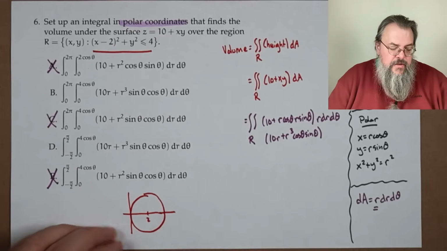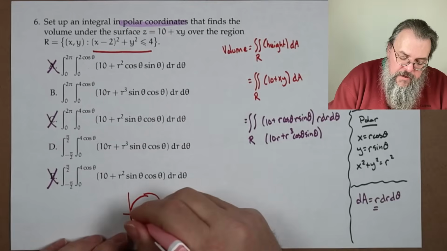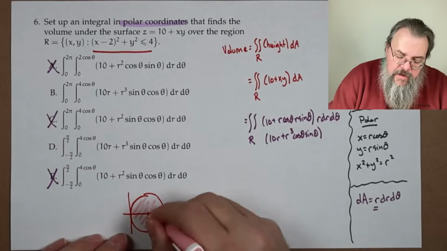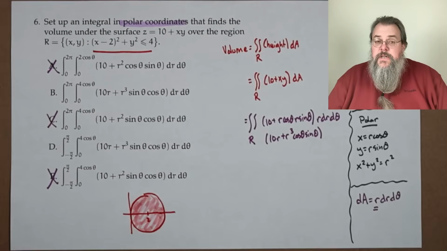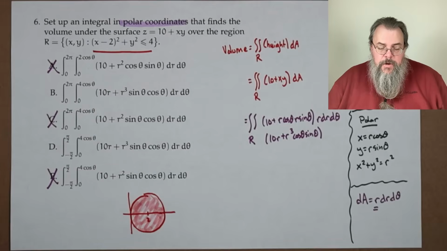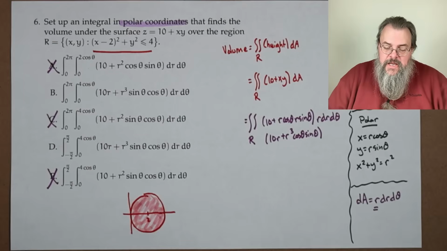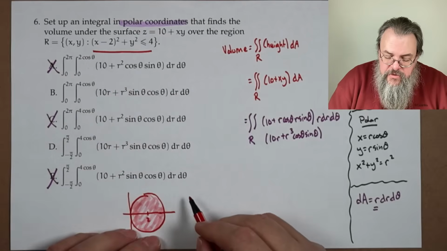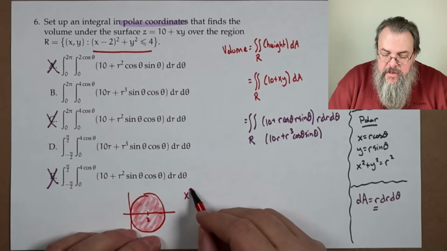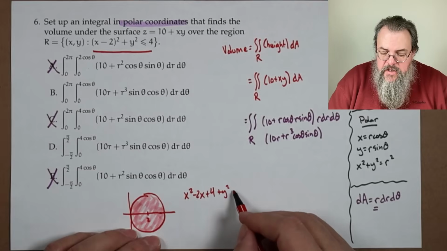All right, so here's our region. And we say, all right, pretty, it's very nice. Now, what are we going to do? Well, we want to convert that description into polar. And so let's focus on our equation. (x minus 2) squared, that's x squared minus 2x plus 4 plus y squared equals 4.